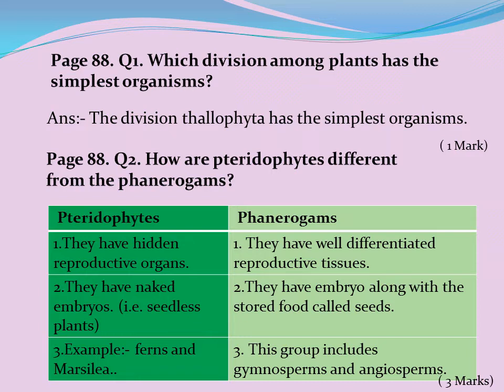Answer. 1. Pteridophytes have hidden reproductive organs. Phanerogams have well differentiated reproductive tissues. Pteridophytes have naked embryos, that means seedless plants. Example, ferns and Marsilea. Phanerogams have embryo along with the stored food called seeds. This group includes gymnosperms and angiosperms.